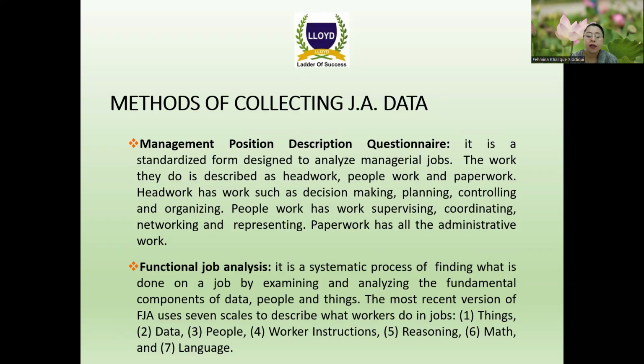Another method of collecting data for functional jobs is functional job analysis. It is a systematic process of finding what is done on a job by examining and analyzing the fundamental components of data, people, and things. The most recent version of functional job analysis uses a 7-point Likert scale, where the data is collected based on things or the tools and techniques used by the job incumbent: data, people, instructions, reasoning, mathematics, and language that form a part of the job description of the work.